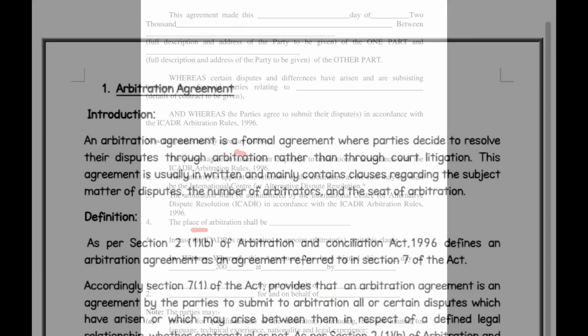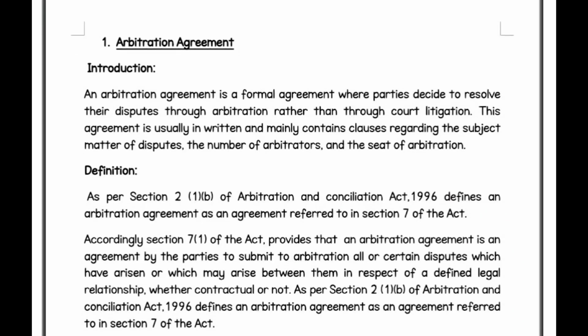First, let's move on to the introduction part. An arbitration agreement is a formal agreement where the parties decide to resolve their disputes through arbitration rather than going to court. Usually this agreement will be in written format. It will contain clauses regarding the subject matter of disputes, the number of arbitrators and the seat of arbitration. So let's see the definition.